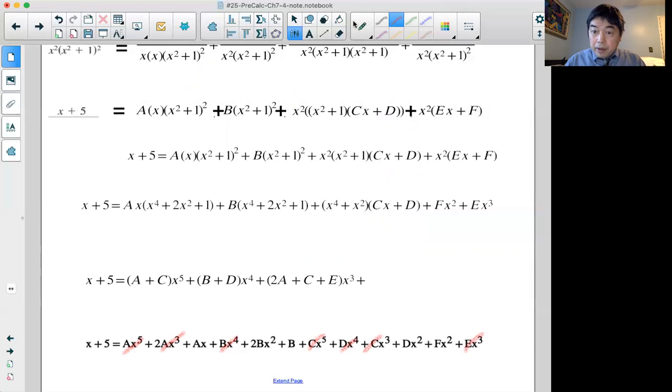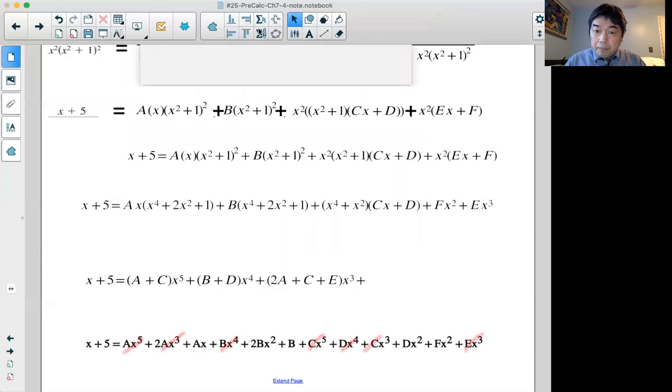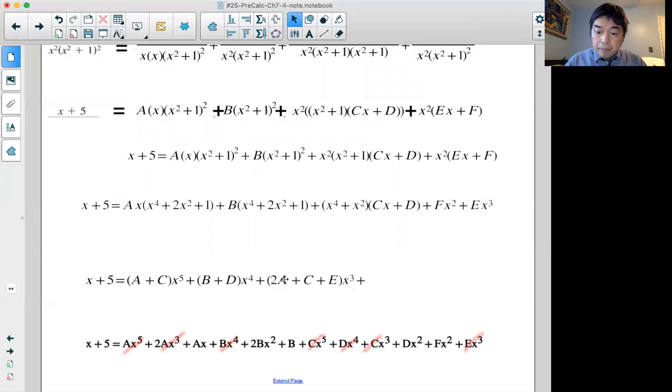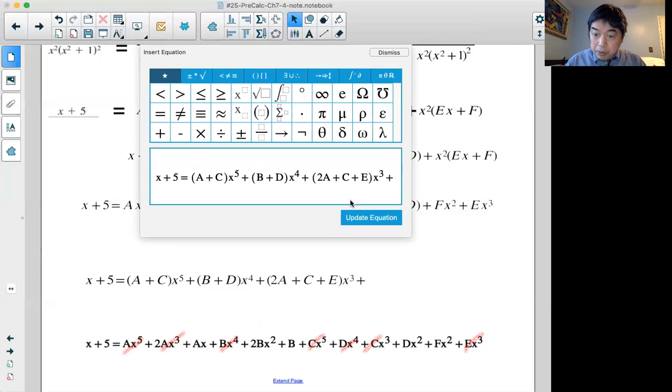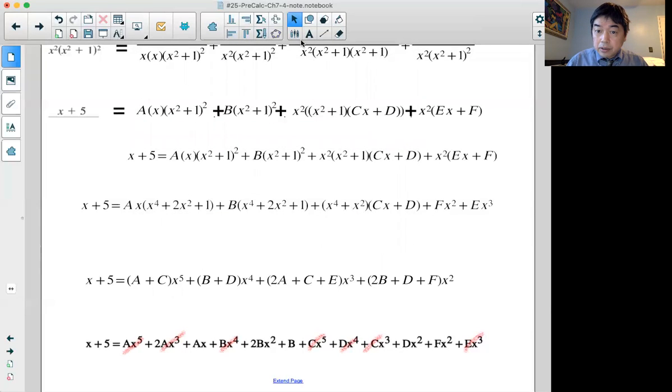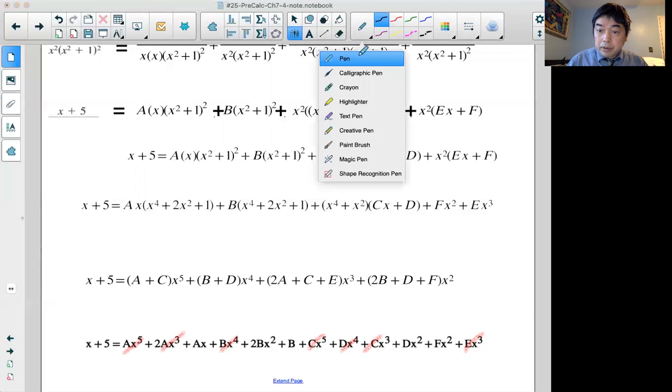Okay. Let's see. So 2b plus d plus f and 2x to the second power. Okay, so now square is taken care of.